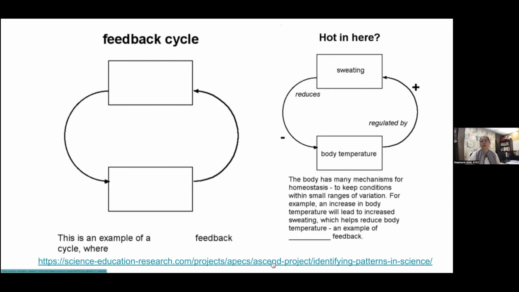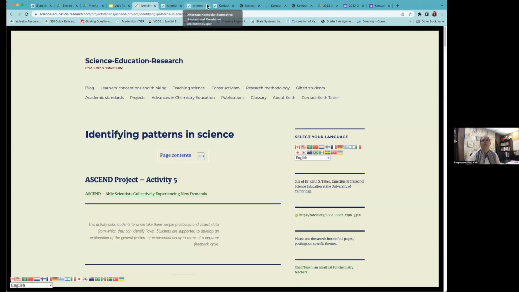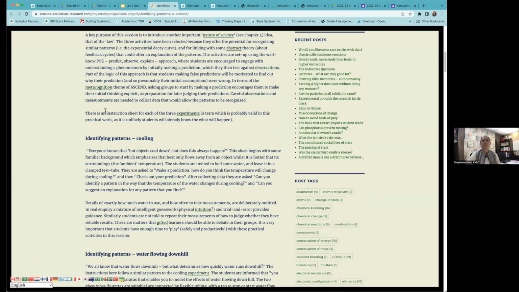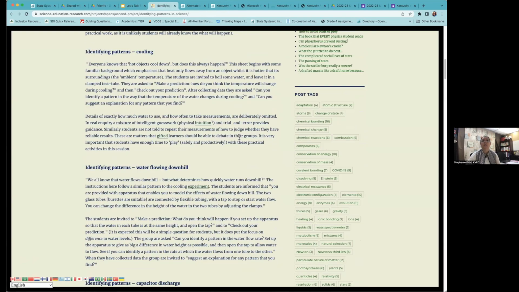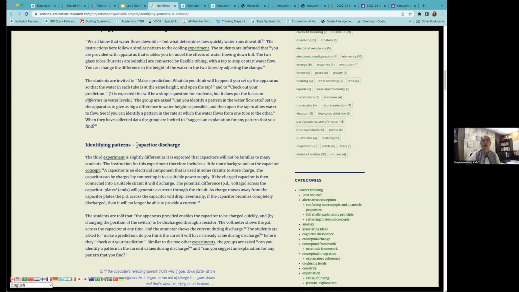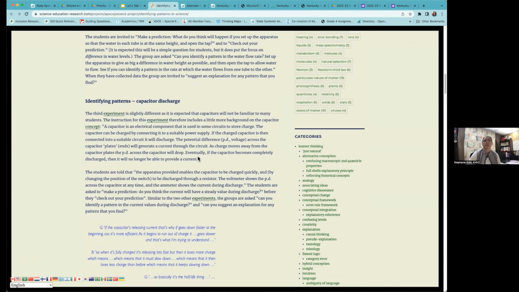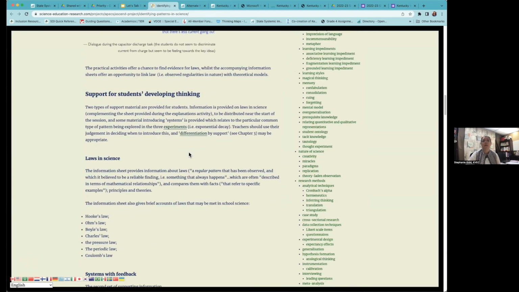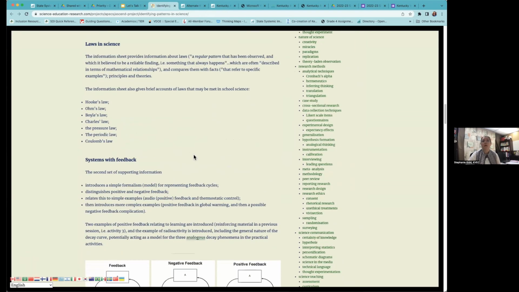So here in this link, you will see, I'm going to get rid of a couple of these things at the top. You will see that it has patterns in science, and it uses the feedback loop for many of these. So this is the one about cooling. There's one about water flowing downhill. There's one about identifying capacitor discharge. But there are different ones as you go down through here with the feedback.